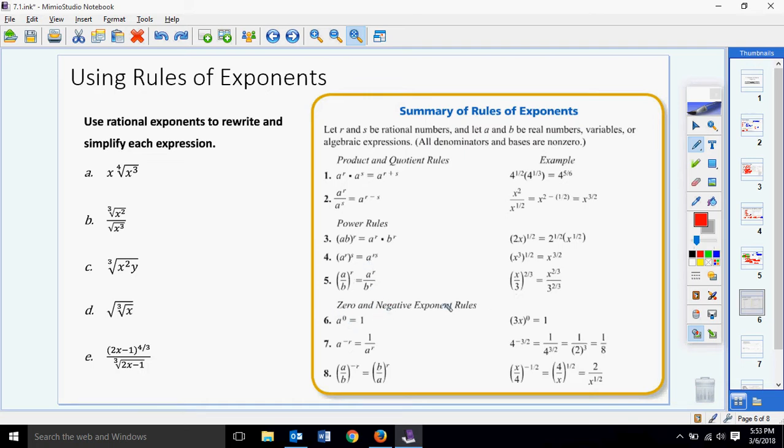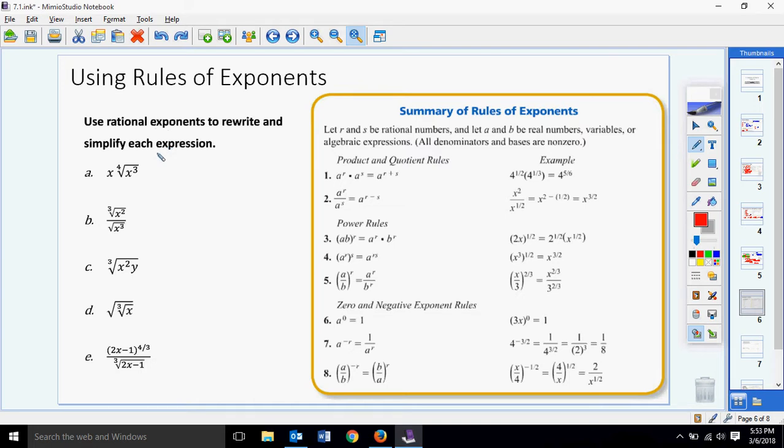Just a refresher on 0 and negative exponents. Anything to the 0 power is 1. If we have a negative exponent, we can make it positive by taking it to the denominator. And if we have a negative exponent on a fraction, we can make it positive by flipping our fraction. So keep these 8 summary rules of exponents in mind when doing these problems.